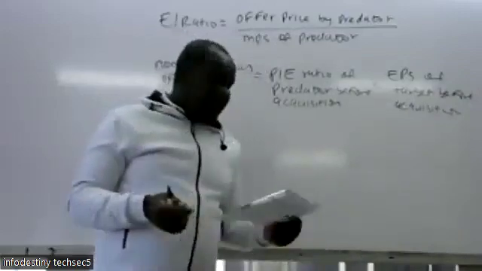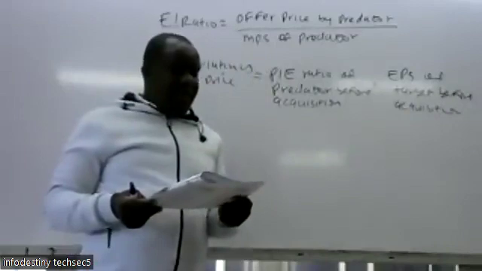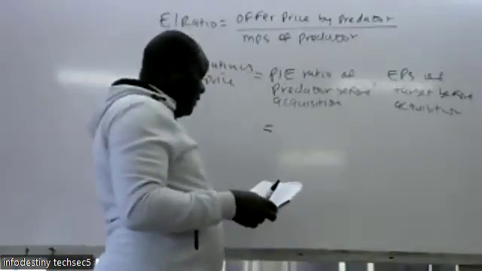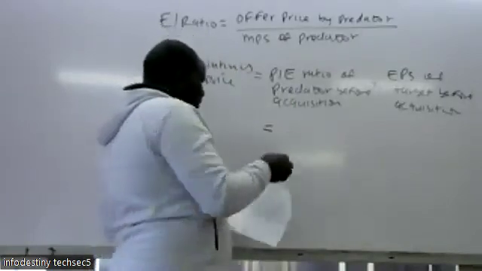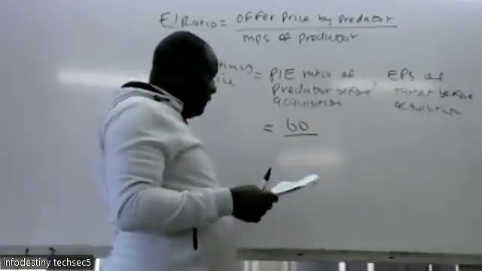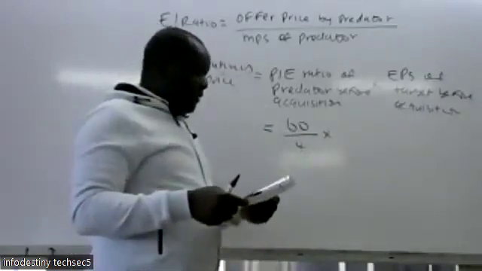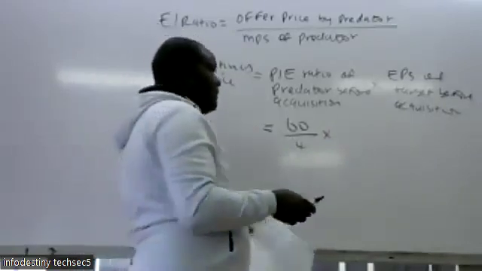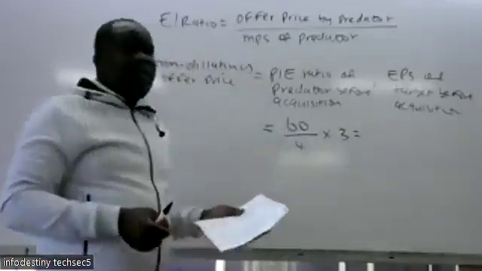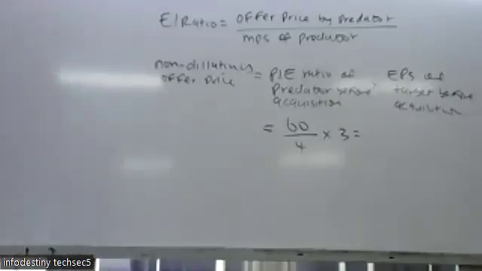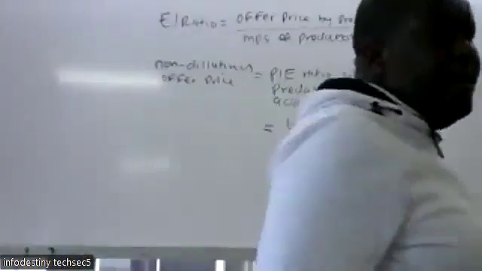So you remember the price earning ratio is simply market price per share divided by the earning per share. Market price for the predator is given as 60. Earning per share for the predator is 4. Then multiplied by earning per share of the target, which is given as 3. So when you compute, it should give you what is supposed to be the non-diluting offer price.